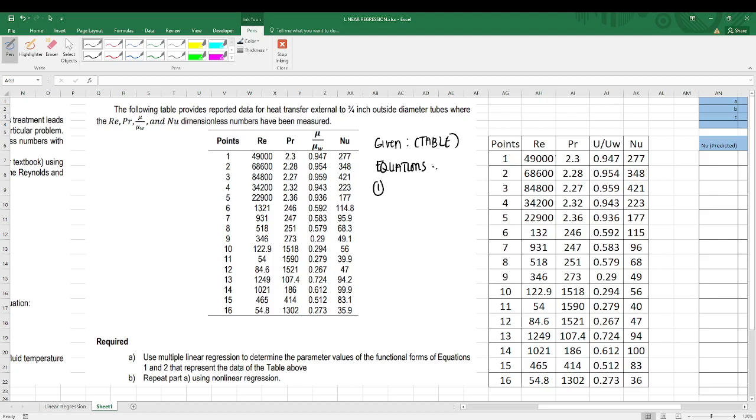So for linear regression, equation 1 would be Nu is equal to A times the Prandtl, Reynolds pala, Reynolds to the power of B times the Prandtl to the power of C. The second equation would be Nusselt is equal to A times the Reynolds to the power of B times Prandtl to the power of C, and the mean or the viscosity ratio to the power of D. So in our second equation, it is ABCD. For equation 1 it is just ABC.